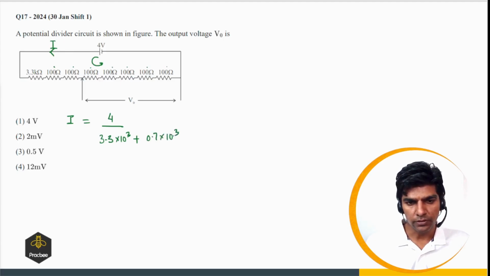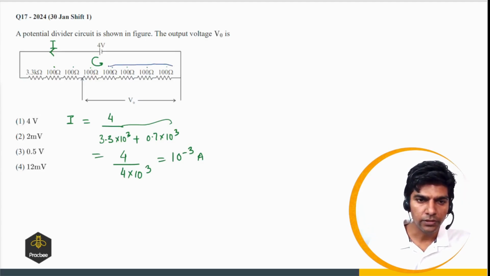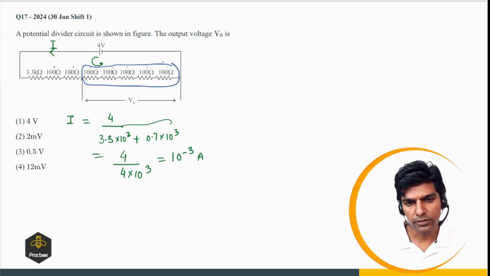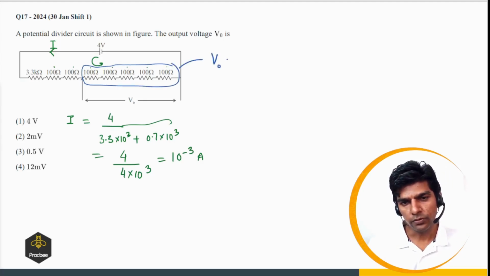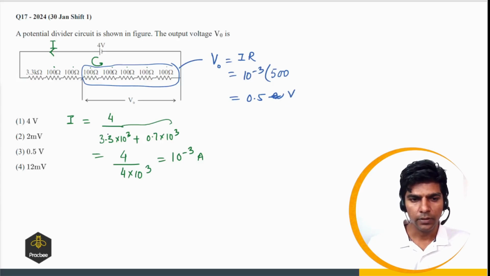So that will be 0.7 times 10 raised to power 3, which comes out to be 4 divided by 4 into 10 raised to power 3. It will be 10 raised to power minus 3 ampere. So we got the current. So what is the voltage across these 5 resistors? Let me call this V naught. It will be I times R, and current is 10 raised to power minus 3, and the resistance of these 5 resistors which are in series will be 500. So it comes out to be 0.5 volts. So option 3 is the right answer.